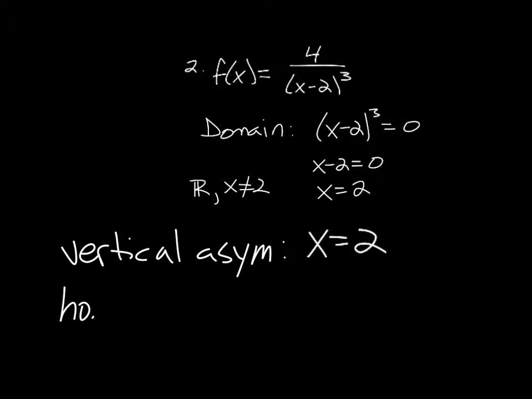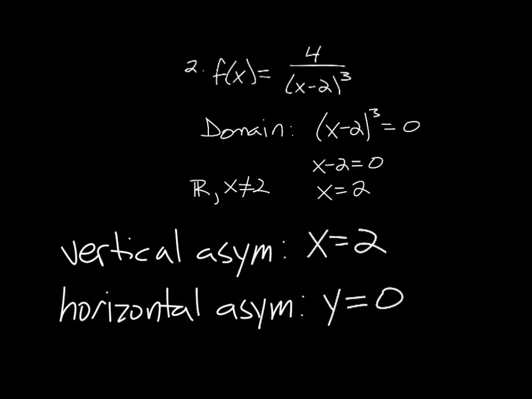And now we're going to do the horizontal asymptotes. All we're doing with that is comparing the degree of the numerator, which is 0, to the degree of the denominator, which would be 3 if we expanded this all out. And saying, okay, since our denominator has a bigger degree than our numerator, that means that we have a horizontal asymptote at 0.